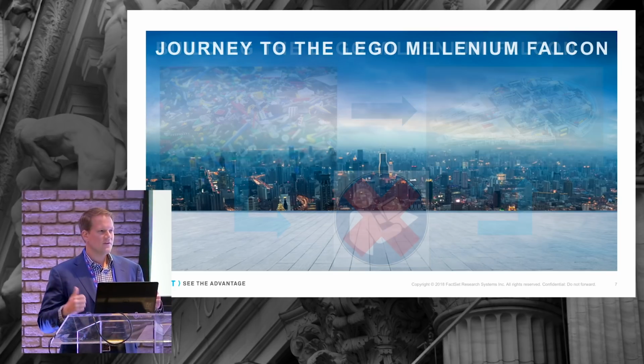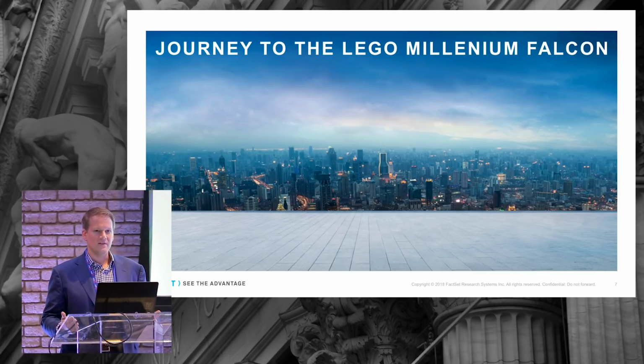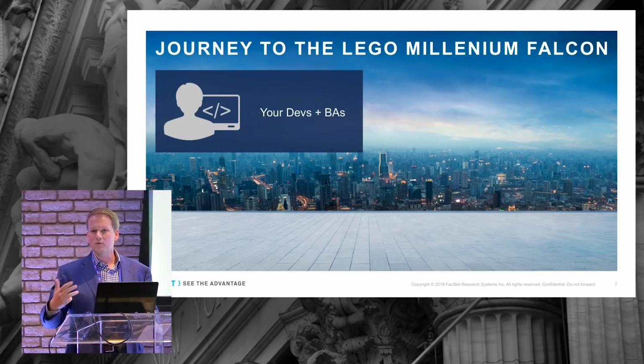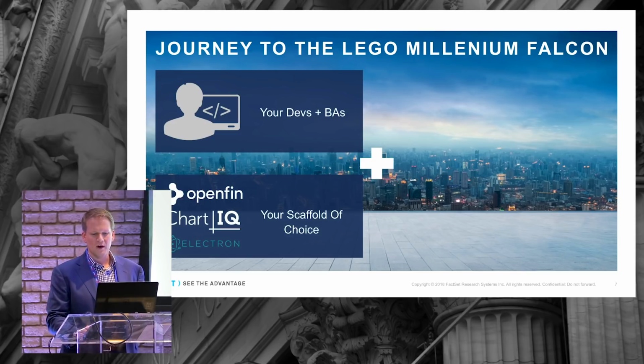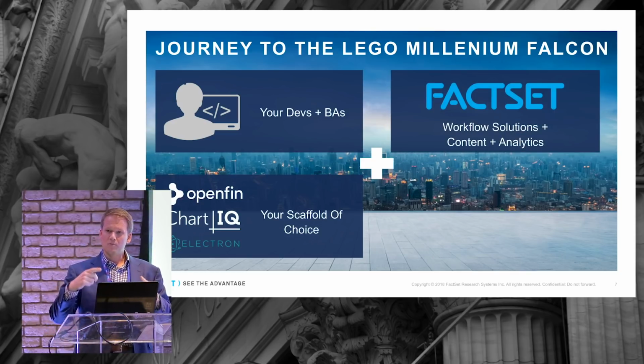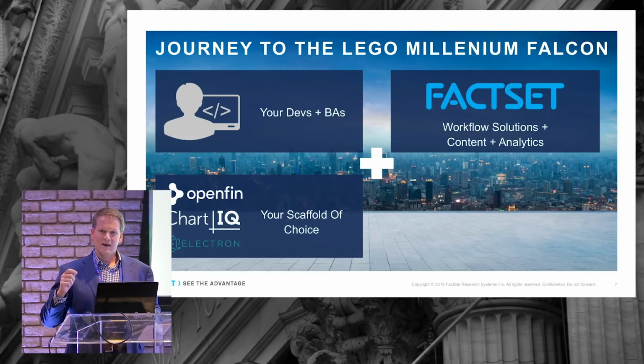So the first thing is, it starts with great devs and BAs. You guys know the tools you have internally. You know where you want to go. You know the users you want to target. Next thing is you need a scaffold. Take a great scaffold like OpenFin or Finsemble. It's an amazing basis to start to build on. Look for partners, such as a FactSet, because we can give you complete workflow solutions, content, analytics, technology, and services that you can build around.